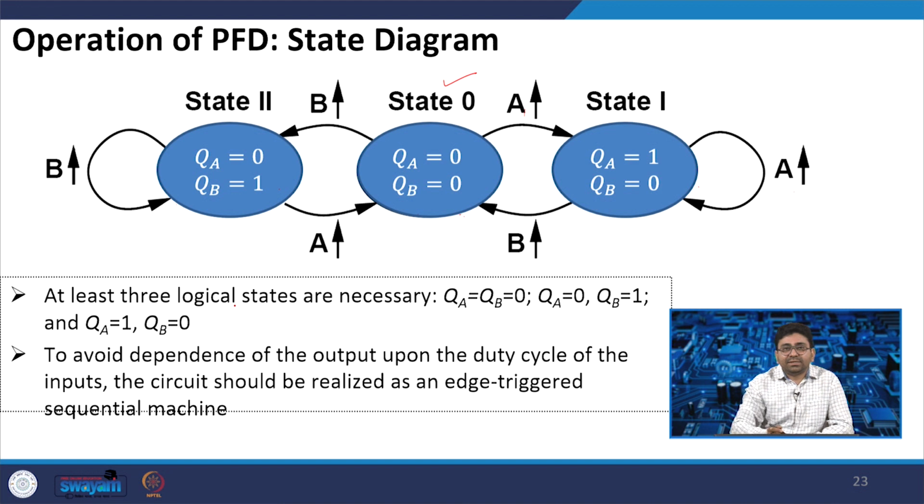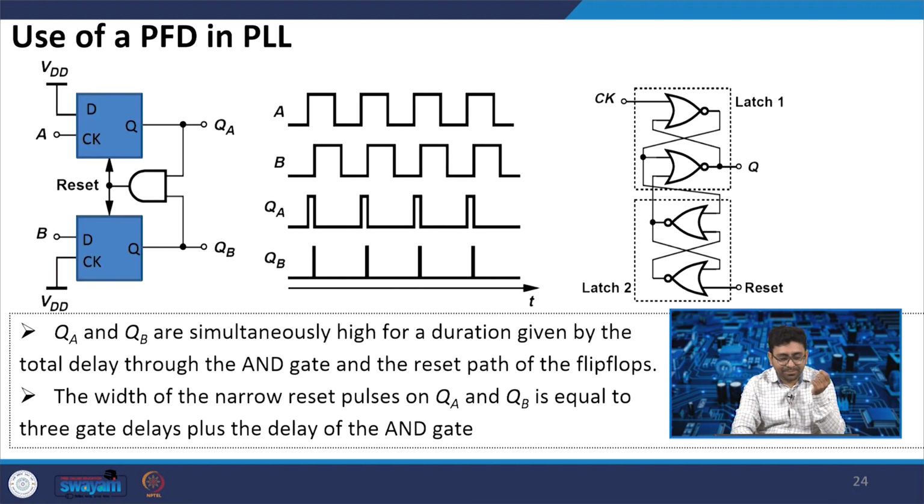So, three logical states are necessary: QA, QB equal to 0; QA 0, QB 1; and QA 1, QB 0. To avoid a dependence of the output upon the duty cycle of the input, the circuit should be realized using an edge triggered sequential machine. So, if we make an edge triggered sequential circuit, the same PFD, phase frequency detector, we can use 2 flip flops and an AND gate. So, this is the 2 flip flop.